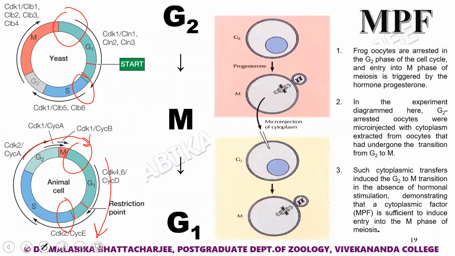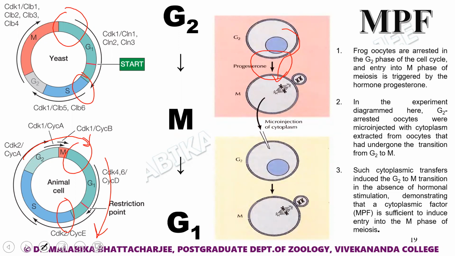Now, what was the experiment? This experiment, as I said, was done in 1971 by two independent research teams led by Yoshio Masui and Clement Markert, as well as Dennis Smith and Robert Ecker. When we started the cell cycle, I had said that oocytes are arrested at G2. When the hormone progesterone is available, the oocytes mature and then they enter the M phase of meiosis. So naturally, the hormone progesterone triggers the process via which the arrested oocytes can mature and enter into the M phase of meiosis.